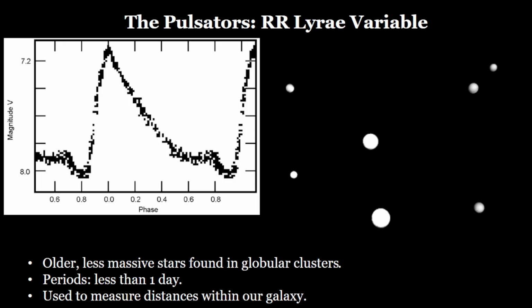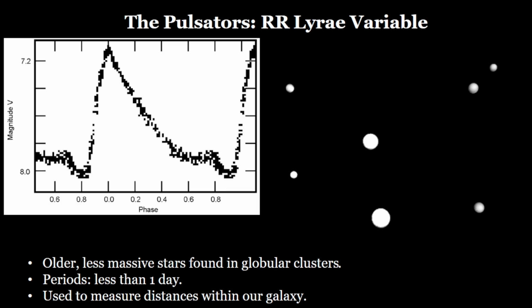The period is less than 1 day, and they are also used as distant standard candles to measure distances within our galaxy and other galaxies. So they can be used. They are an alternative to Cepheid variables.